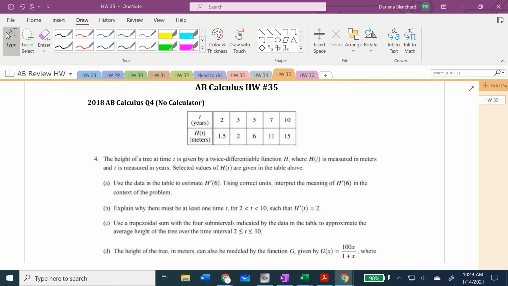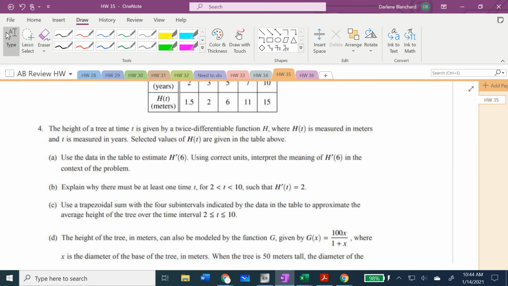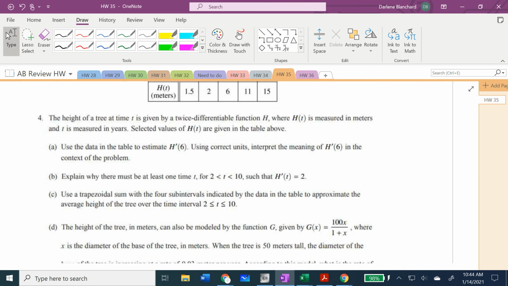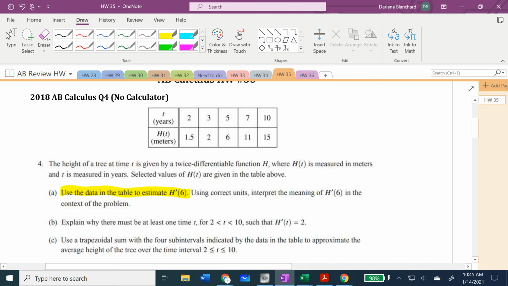2018, question 4 for AB Calculus. All right, I'm just going to start with reading part A. Use the data in the table to estimate h prime of 6. I'm going to start there, but I want to remind myself that there is more. So I'm highlighting what I'm doing, coming back to the end of the highlight.